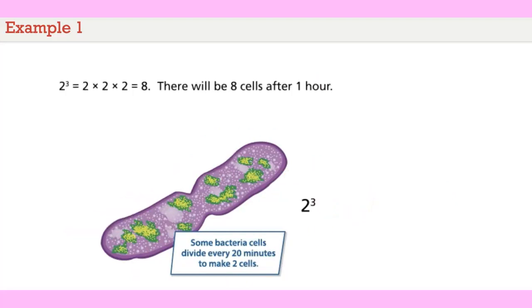On the other hand, if we have 2 to the power of 3, that is 2 times 2 times 2 equals 8. There will be 8 cells in 1 hour, right? So if I am going to expand 2 to the power of 3, we could say it is the multiplied form or the factored form: 2 to the third power equals 2 times 2 times 2 equals 8. There will be 8 cells after 1 hour. So again, this is the reverse of what we had just a moment ago. Any questions for this one?